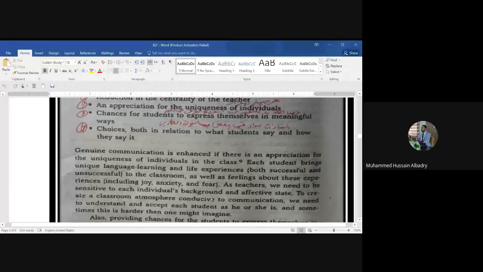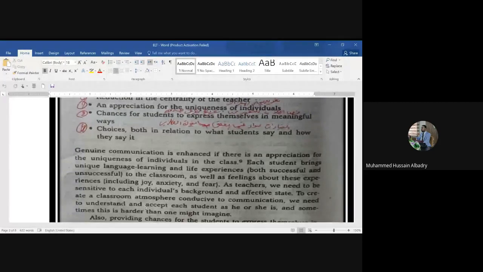So as teachers, we need to be sensitive. You have to be sensitive to each individual's background, each individual's experience. To create a classroom atmosphere conducive to communication, we need to understand and accept each student as he or she is. You see, this is a good point, that we have to appreciate the uniqueness of individuals.